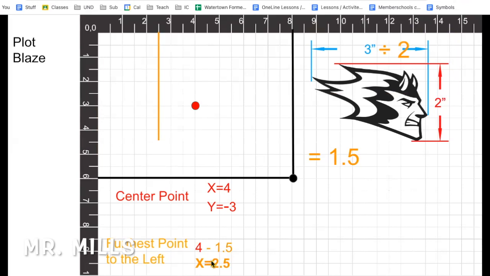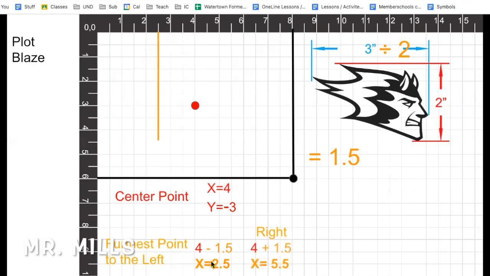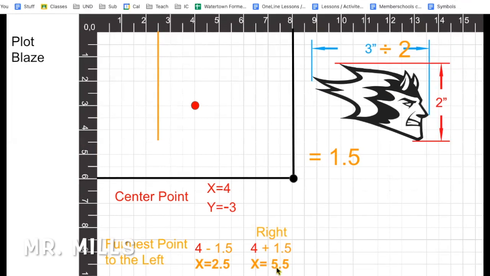Okay. Now we're going to do the same thing for the right. We're going to plot out the right side of this box where Blaze is going to fit. So I'm going to do the same thing. I'm going to take 4, but this time I'm going to plus. 4 plus 1.5 inches should give us the coordinates of 5.5. So I'm going to go ahead and indicate 5.5 there on the screen for you as well.